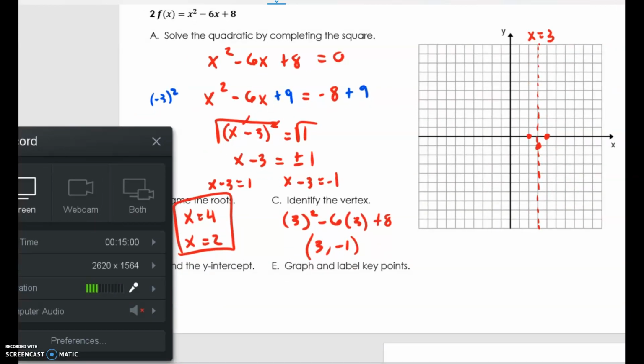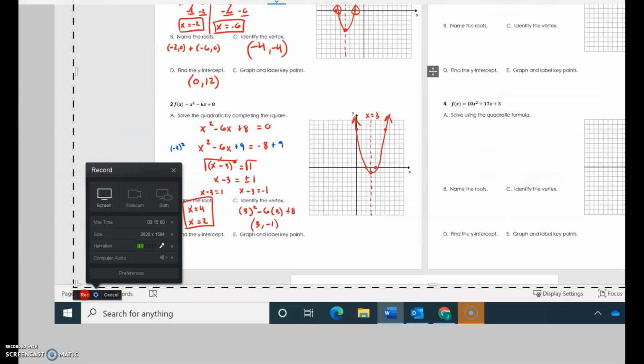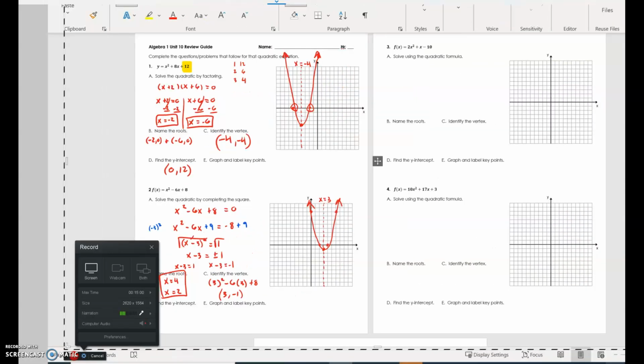Okay, next step is the y-intercept. This time it's up at 8. 1, 2, 3, 4, 5, 6, 7, 8. Plot that point. And then this is 3 units away. 1, 2, 3. Reflect that point. And there you go. You've got your 5 points to make a good, accurate graph of your parabola. Okay, so there is completing the square and factoring.